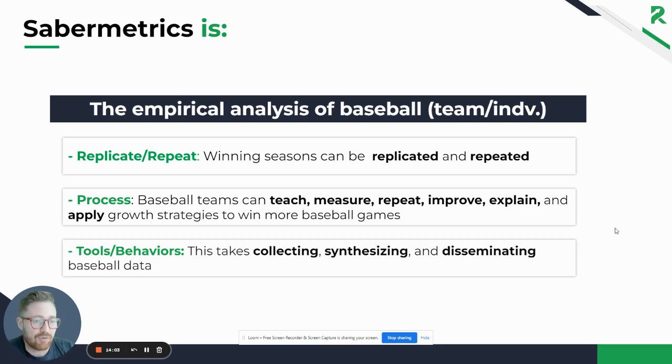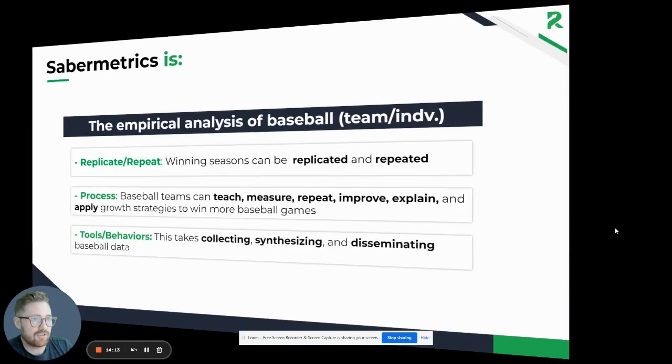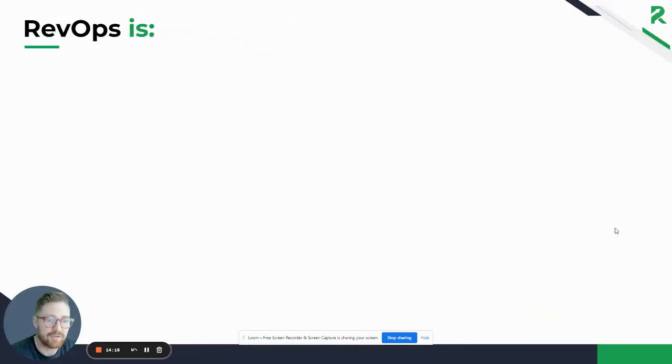They wildly outperformed based on the amount of money they spent. This is the best analogy for what revenue operations is. It is applying Moneyball to revenue. So as you think about this, what is RevOps then?